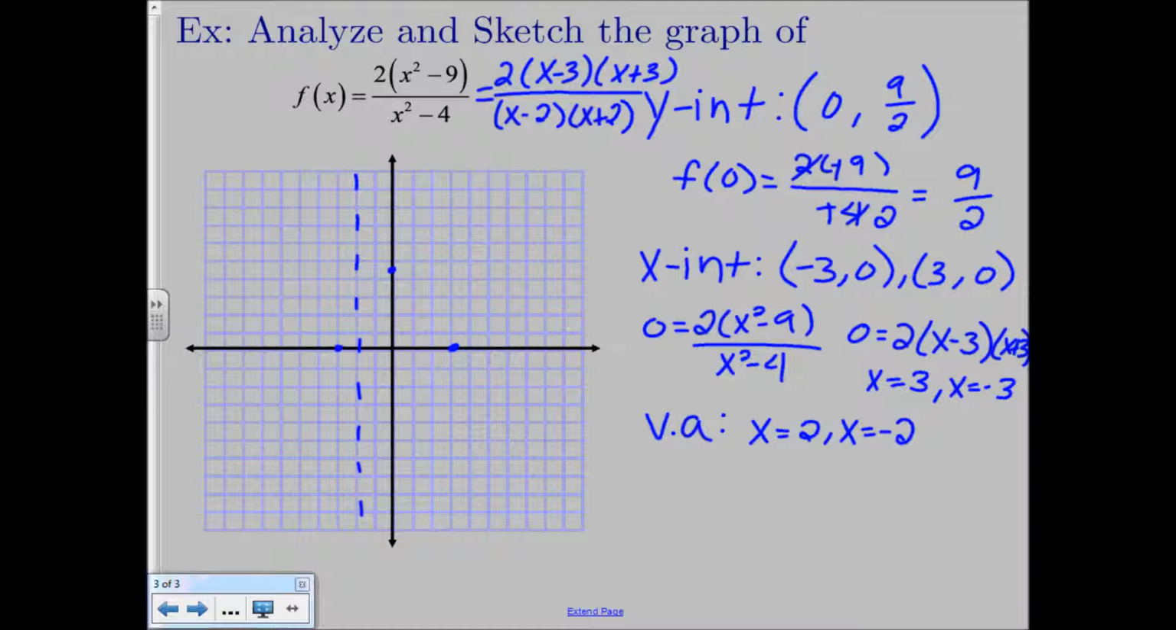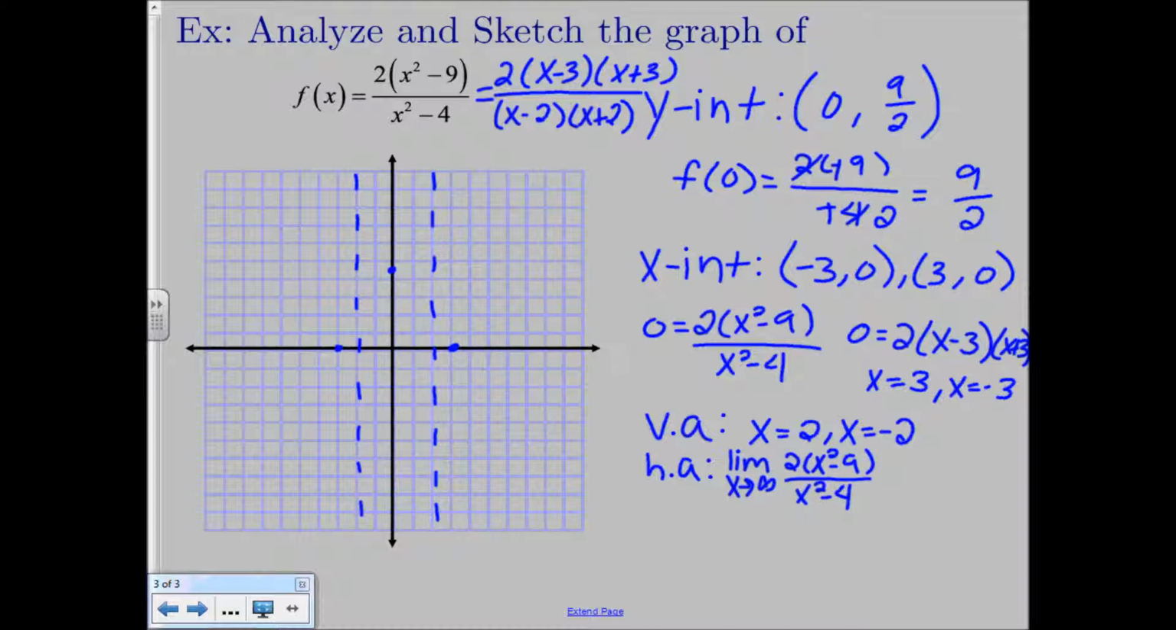So see, before we even do any calculus, anything that's really hard, it might take some time, we can get a lot of details about a graph. And then before we start doing any calculus, we'll also do our horizontal asymptotes, which if you don't remember, is when we do the limit as x goes to infinity of (2x² - 9) over (x² - 4).